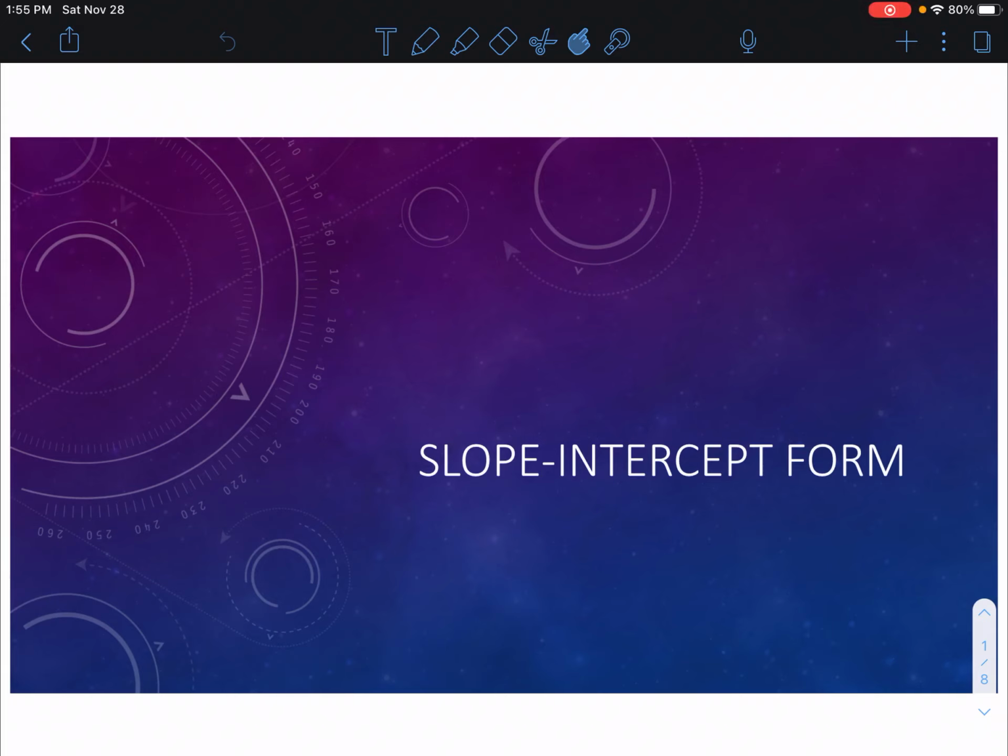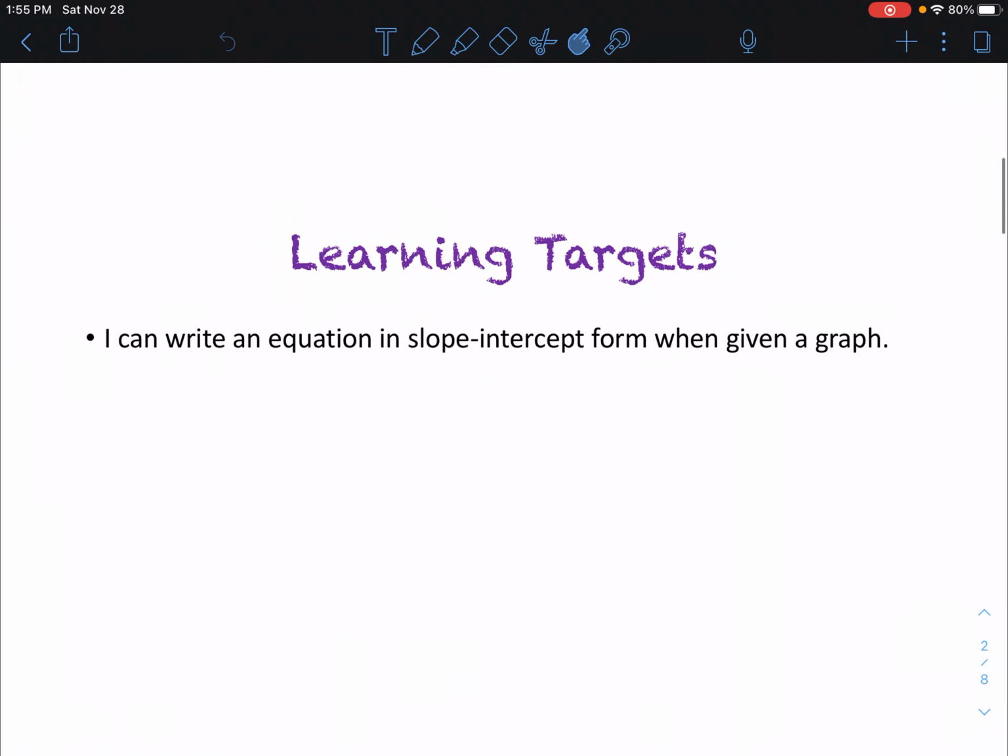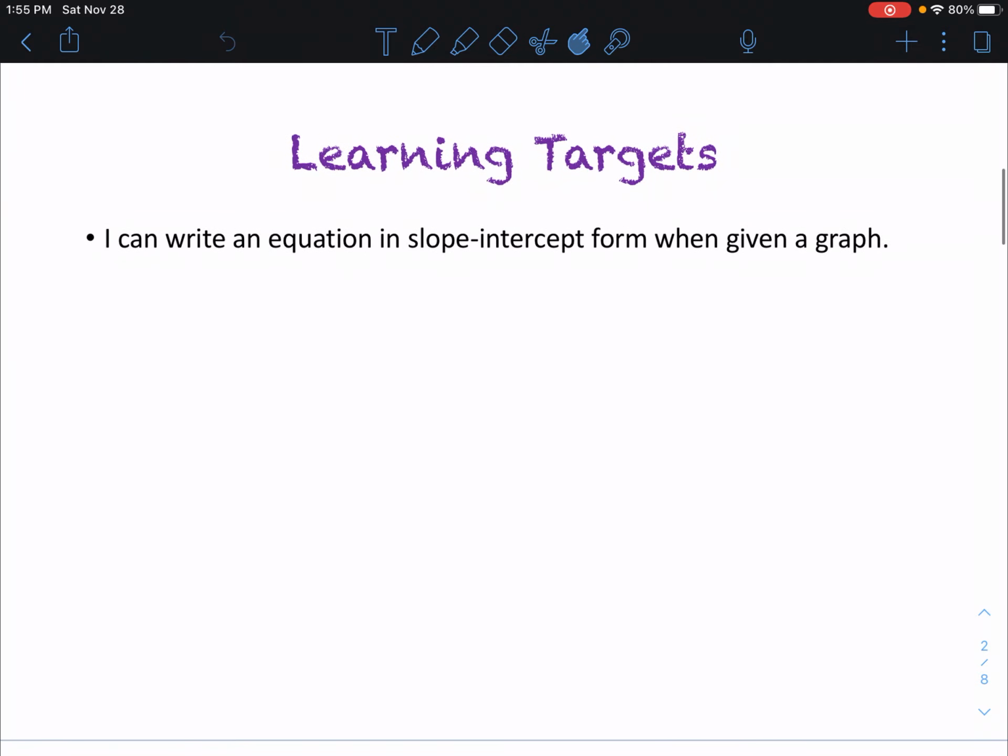Okay, so today we're going to talk about slope-intercept form. This is the most popular form of a linear equation. This is the one you see the most often. It's a pretty important thing in algebra. So we are going to learn how to write an equation in slope-intercept form when we are given a graph.